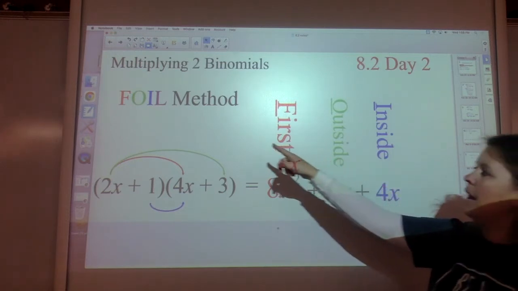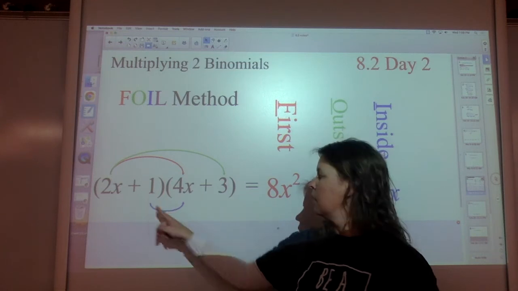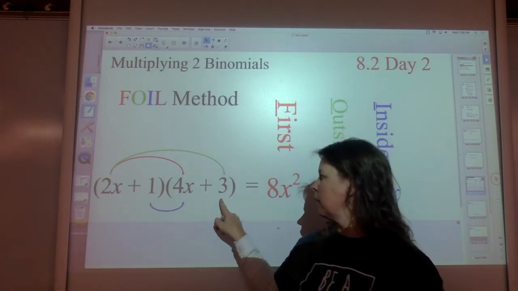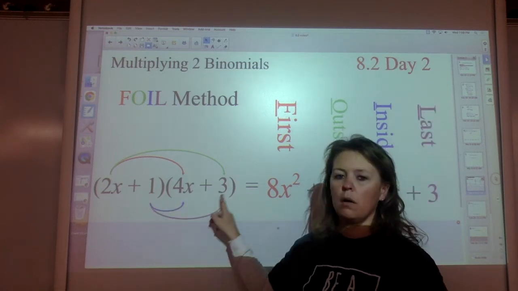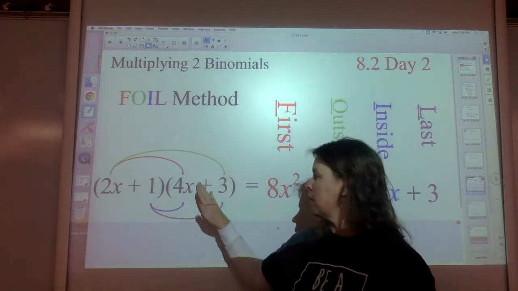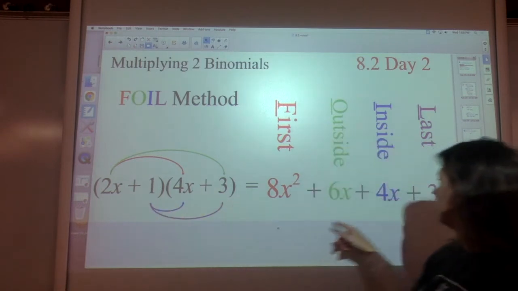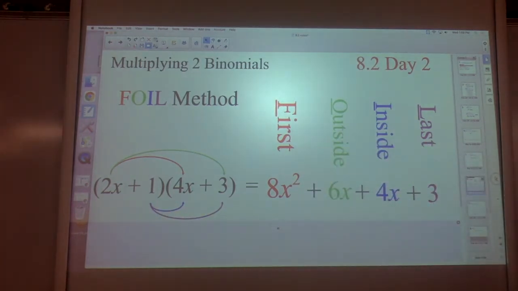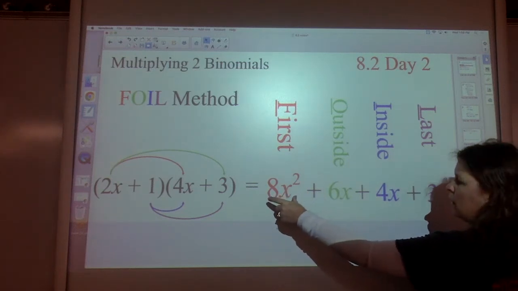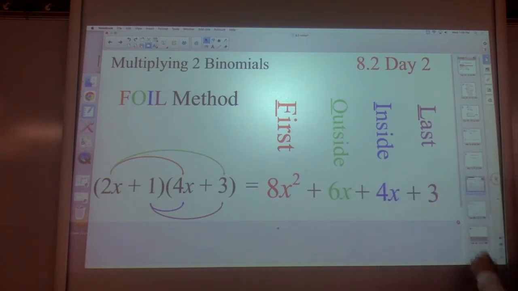And then the L stands for last. What are the last two numbers in each parentheses? The 1 and the 3. Be careful and make sure that you continue to multiply 1 times 3. Don't let your brain see that plus sign other than know that it's positive. 1 times 3 is 3. So when you're done distributing 4 times, you have 4 terms. The 8x squared came first, then the 6x, then the 4x, and then the 3.